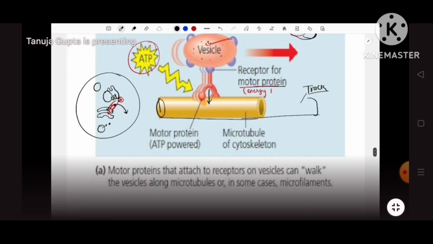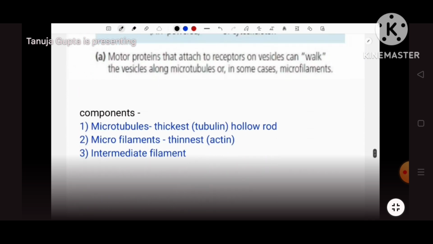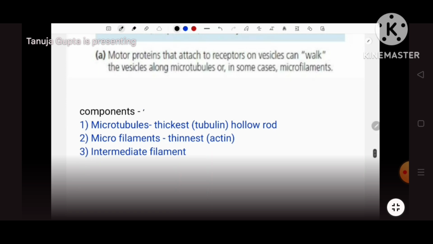Okay, so that's all about the cytoskeleton. Now let's see the different components of the cytoskeleton. There are three main components. One is the microtubules. They are the thickest hollow tube, made up of tubulin. Tubulin is what? It is a protein.